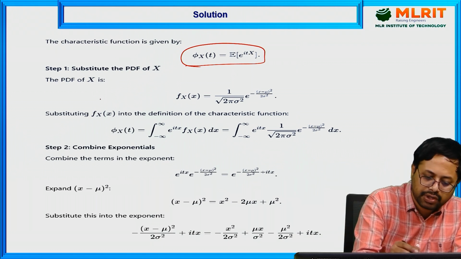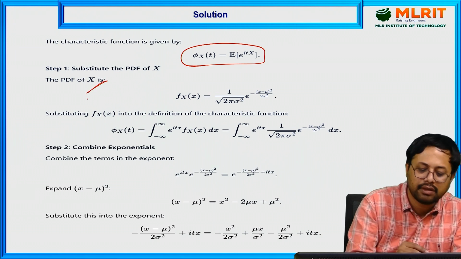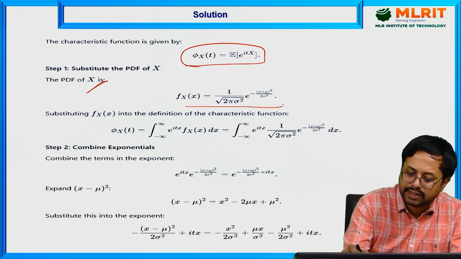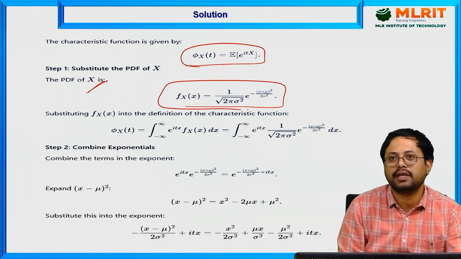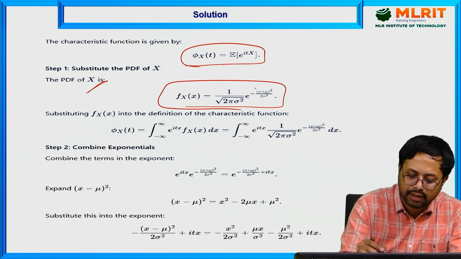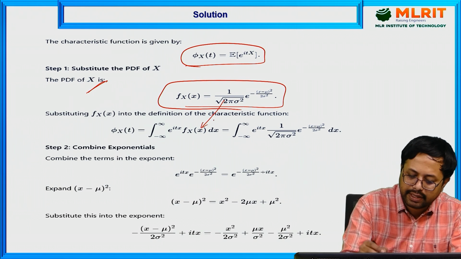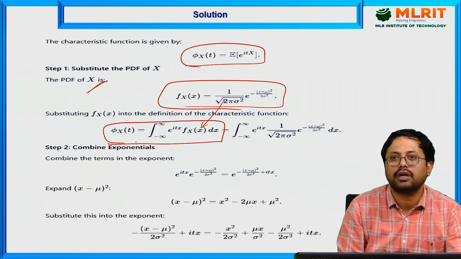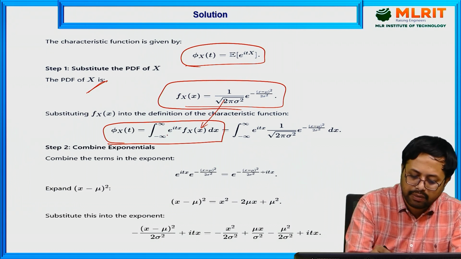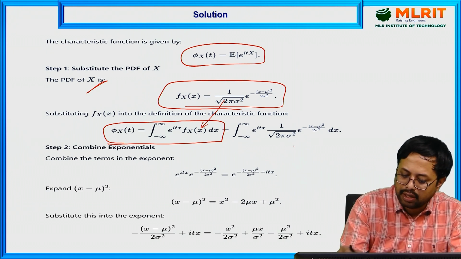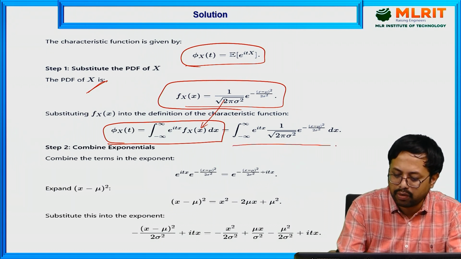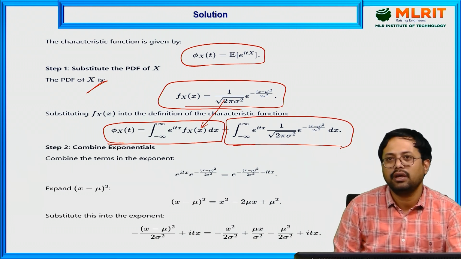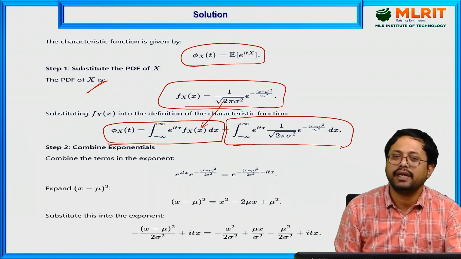Now substitute the PDF, the probability density function of a Gaussian. This is the relation. Substitute that relation in the density function. This is the formula of the characteristic function for a continuous random variable: you substitute e power itx into fX of x. Whenever you have a problem like this, you have to go for the substitution method, which is one of the easiest ways to solve integration problems.